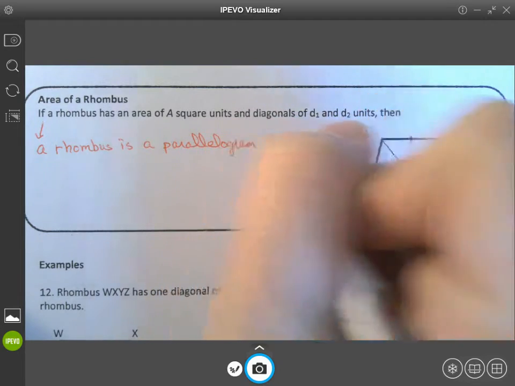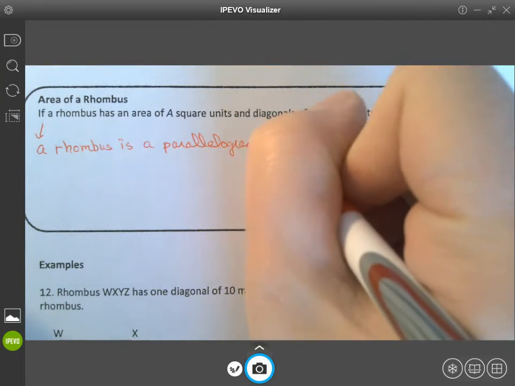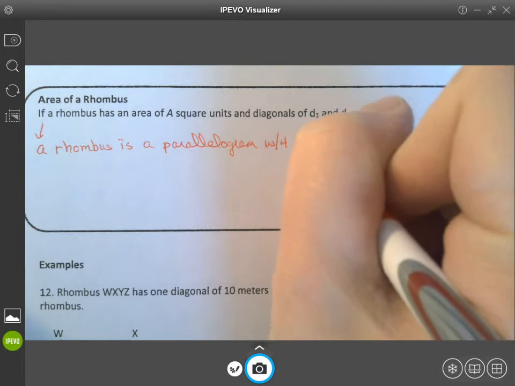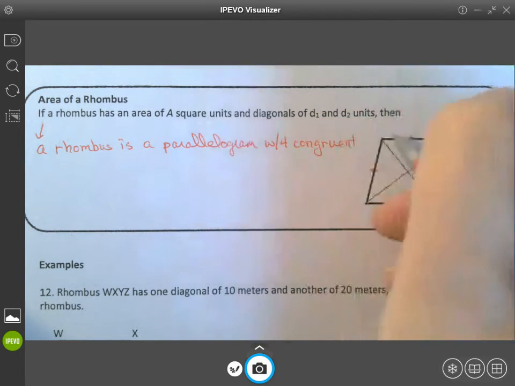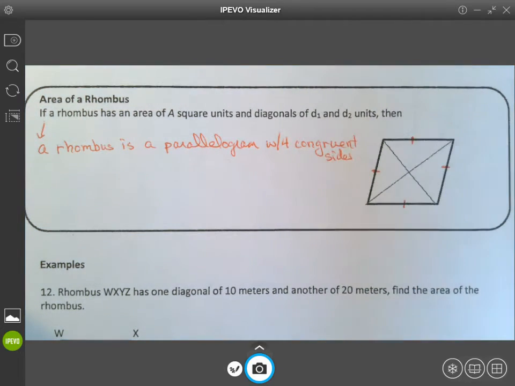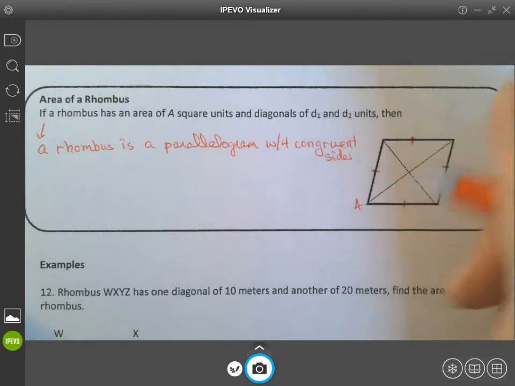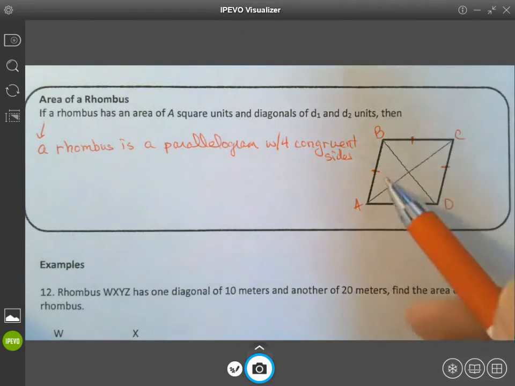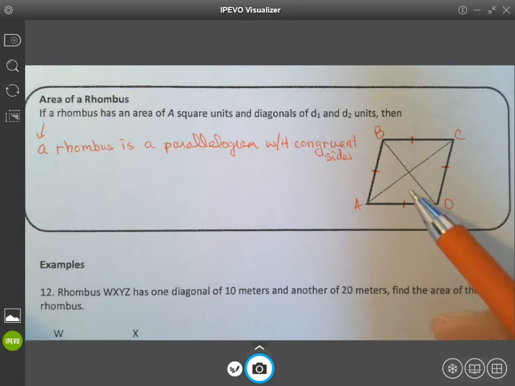The difference is a parallelogram with 4 congruent sides. That's the big difference. 4 congruent sides. So we have 4 congruent sides, and there's a lot of properties about a rhombus. I'm going to call this A, B, C, D. And we're going to get to that. So we have these diagonals. It breaks up. It makes these 4 little lines.